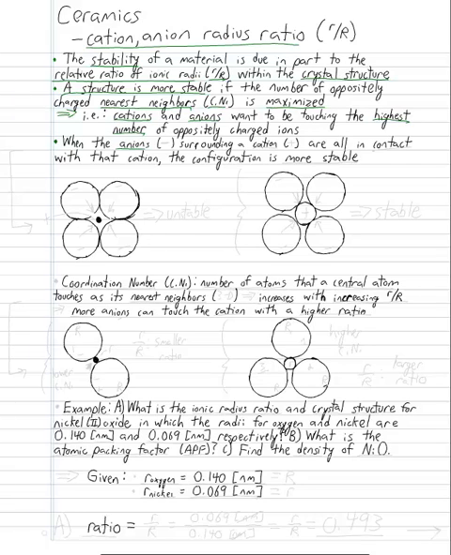When the anions, which are negatively charged, surrounding a cation, which is positively charged, are all in contact with that cation, the configuration is more stable. We can go ahead and look at this visually. In this figure, we can see all of our anions surrounding our positive cation right there. And taking a look, we notice that none of them are actually in contact with that central cation. This means that the structure is more unstable.